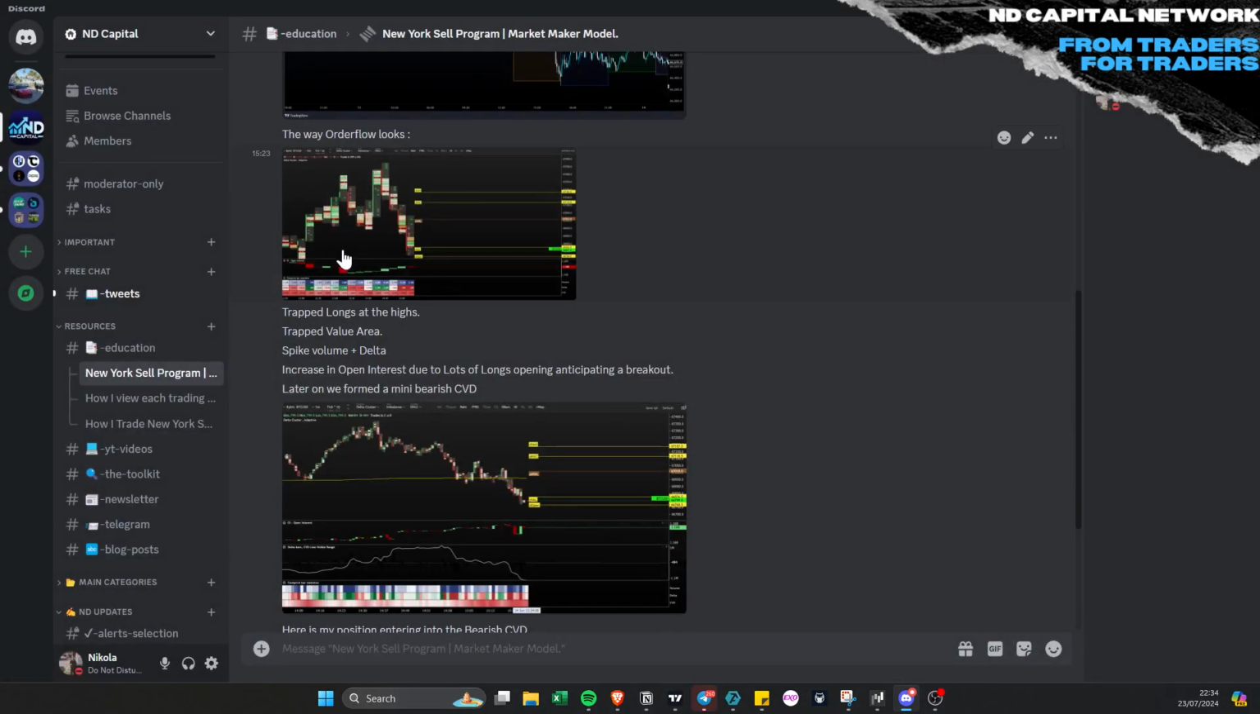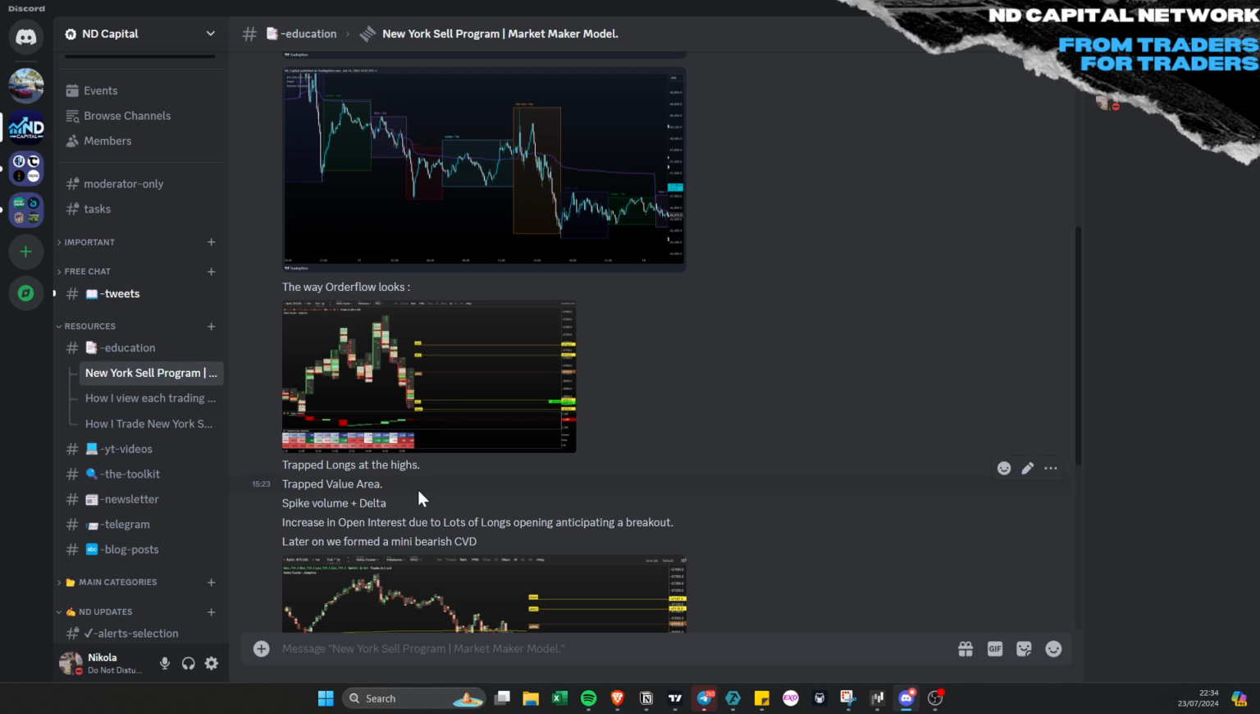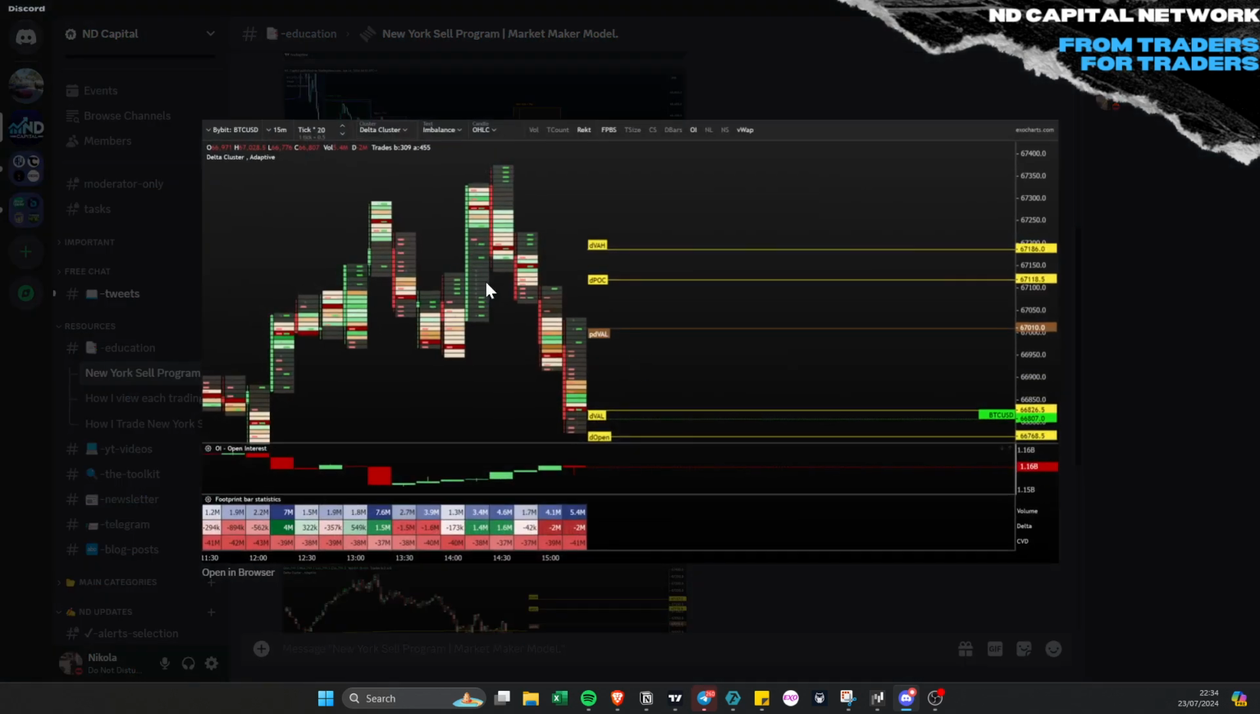So in this situation, you have trapped longs at highs, trapped value area, you have a spike in the volume, the delta, you have an increase in the open interest due to lots of longs opening, anticipating a breakout, okay? And later on you do form like a mini bearish CVD. So in this situation, this is the way it looks. You see this increase in the open interest, that's because of the longs coming in.